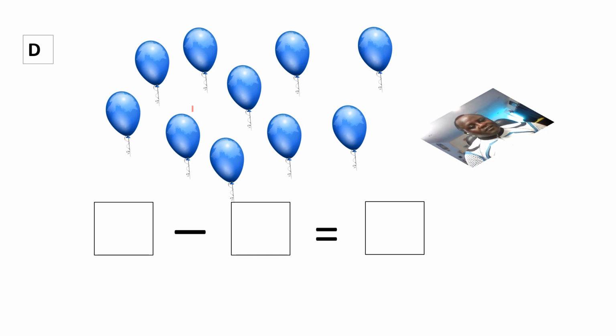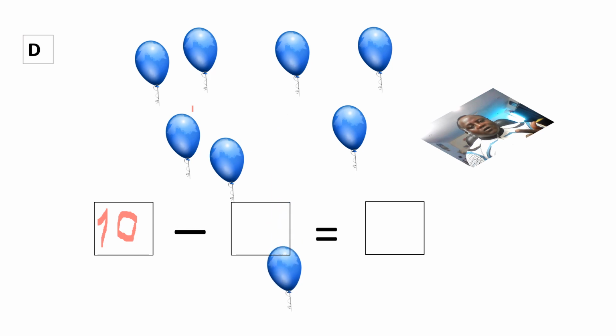So we write 10. Now check how many will disappear. 1, 2, 3, 4. 4 of them disappeared, so you write 4 here.